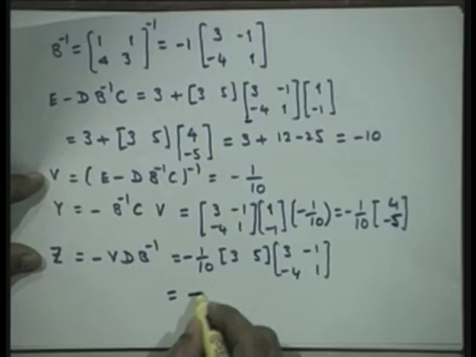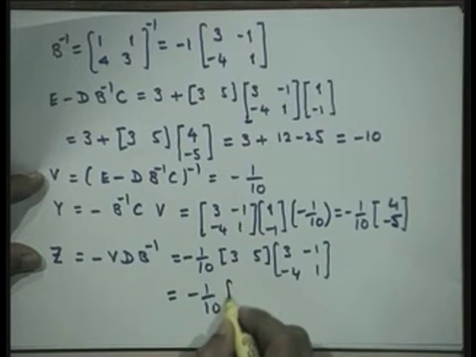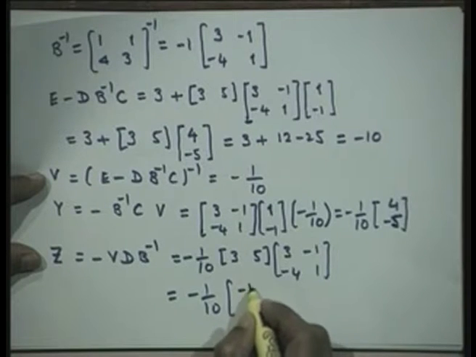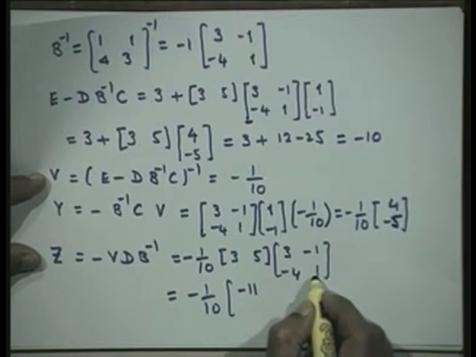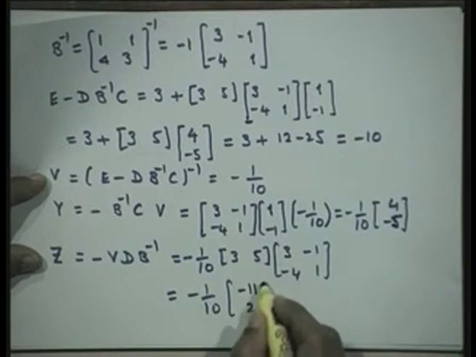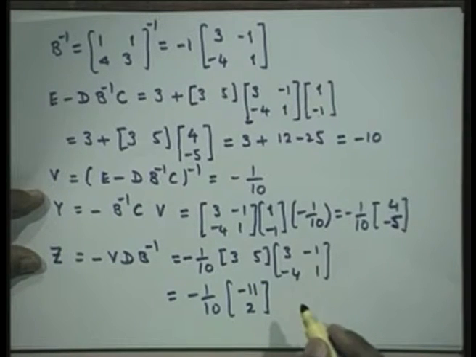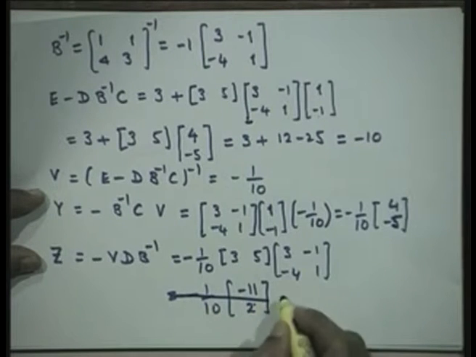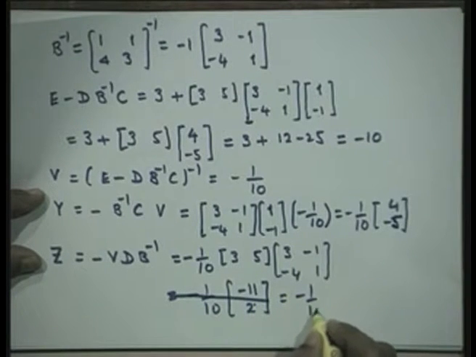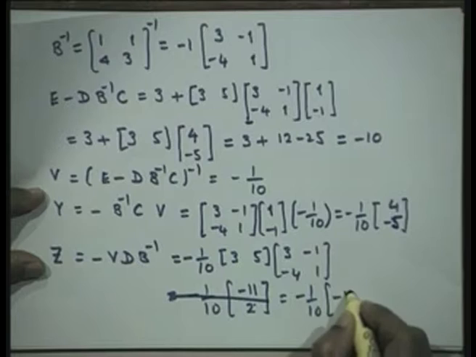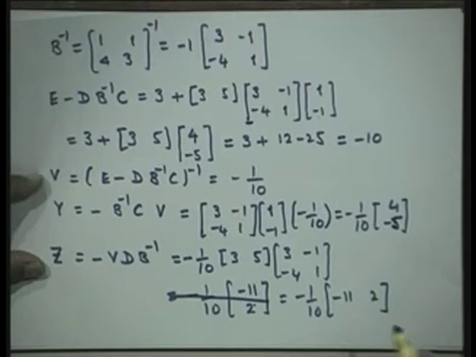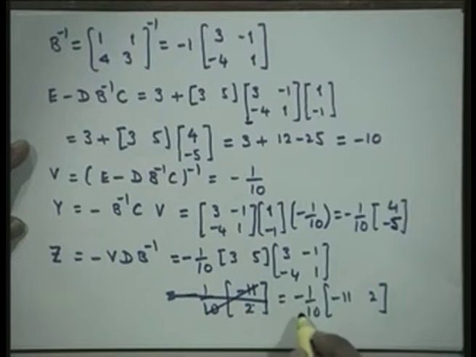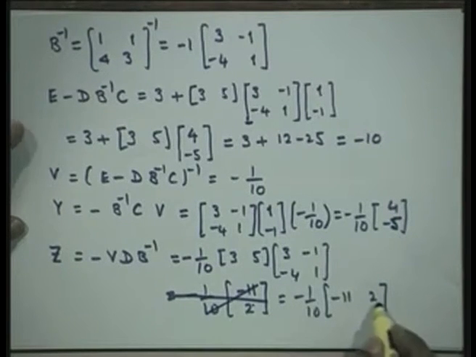So, this is minus 1 upon 10, this is 9 minus 20, that is minus 11, minus 5 minus 3 plus 5, that is equal to 2. Oh, it is a row. Okay, let me write it again. This is minus 1 upon 10, this is minus 11, 2. So, this Z is a row vector minus 1 by 10, minus 11 and 2.